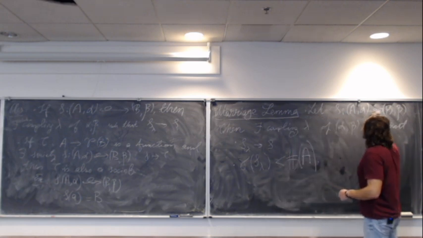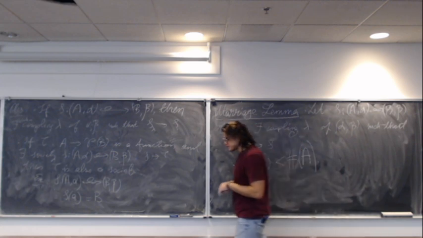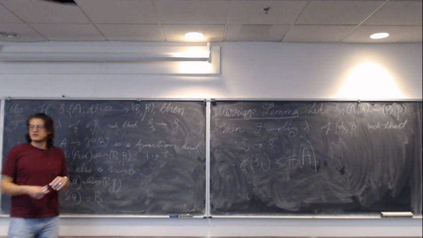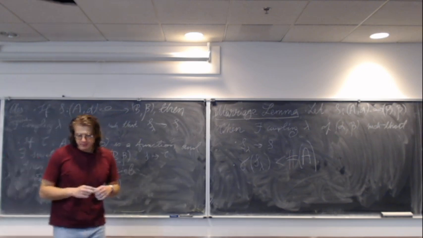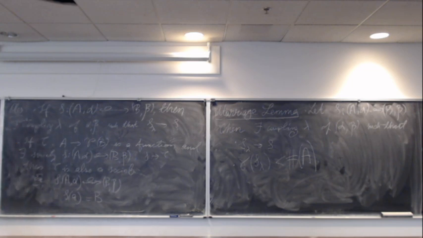So if alpha and beta were standard uniform measures on finite sets, that gives you the standard marriage lemma that I mentioned earlier.